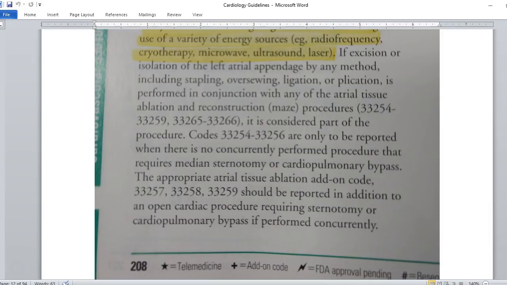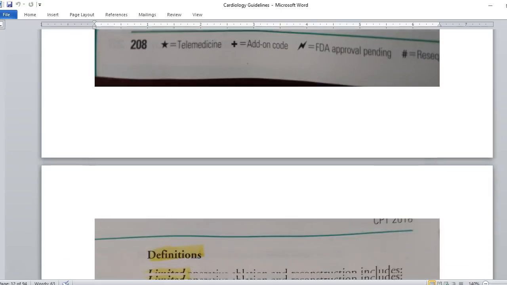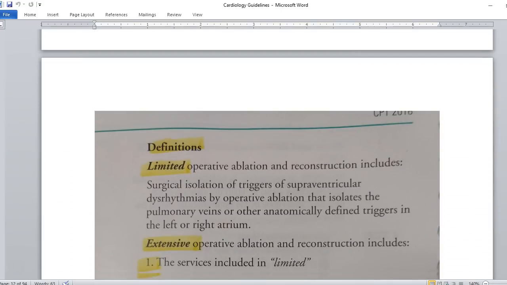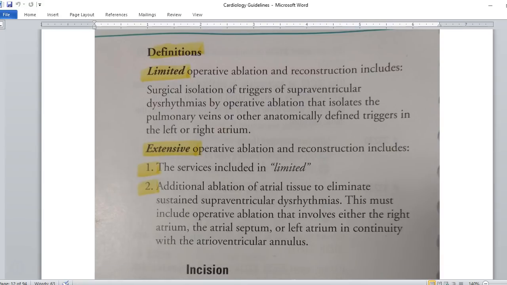Now, again, we have a set of codes for when we do not use cardiopulmonary bypass, and a set of codes that do use cardiopulmonary bypass. Remember, cardiopulmonary bypass is basically when we put the person on a heart-lung machine. While they're under surgery, the machine itself is taking the blood out of the body, keeping it warm, spinning it, oxygenating it, and then putting it back in the body. So we have two major definitions here.